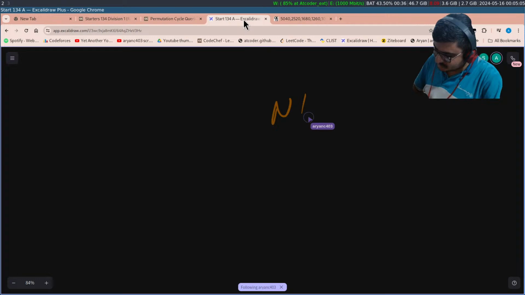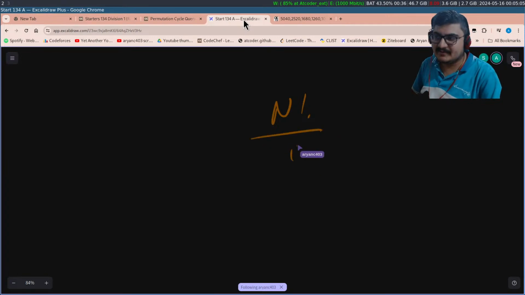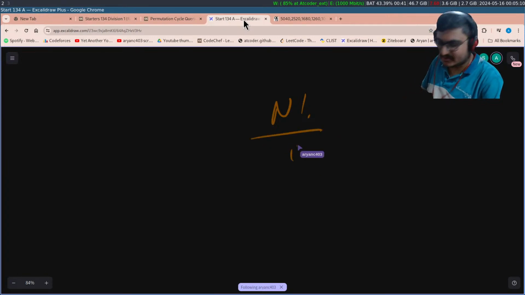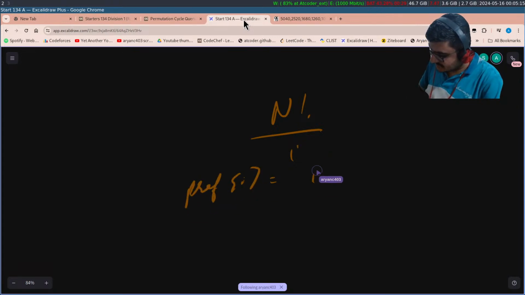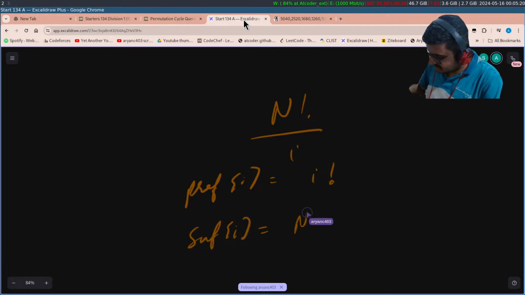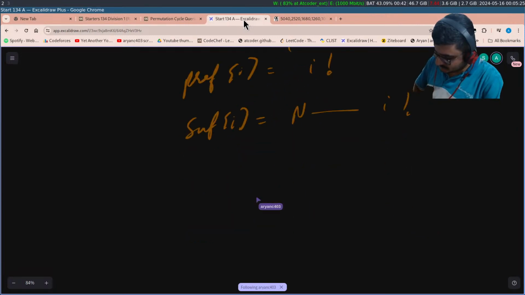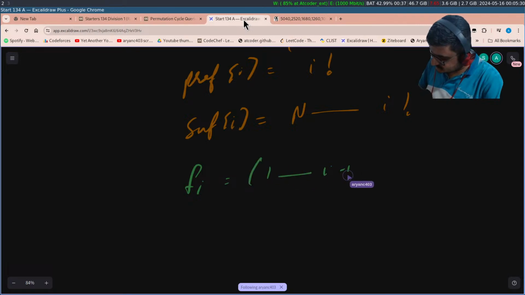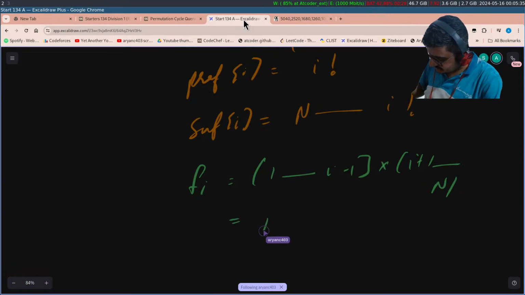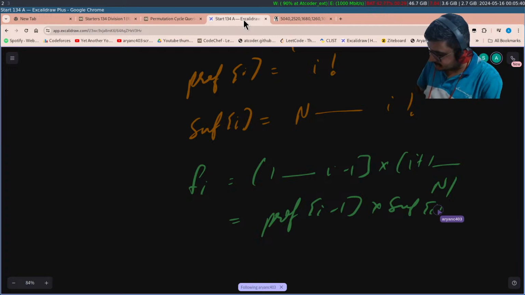We also need n factorial by I, and we don't have the I inverse for the given mod. What we can do is maintain one pref function I, which is the product of the first I elements, and we also maintain suffix I, which would be the product of all the elements from n down to I. So what we need for Fi is the product of all the elements 1 up to I minus 1, and the product of all the elements I plus 1 to n, which can be pref I minus 1 into suffix of I plus 1.